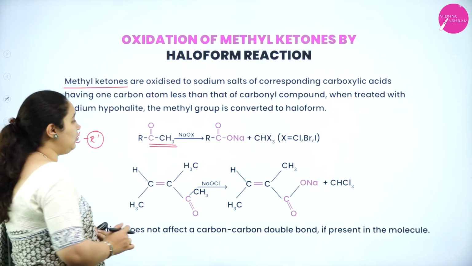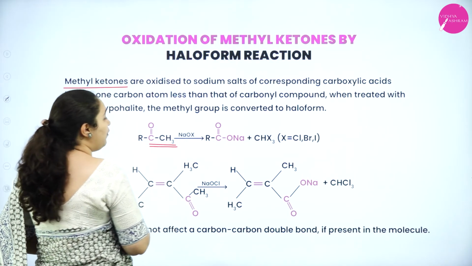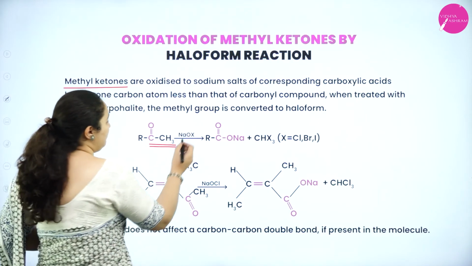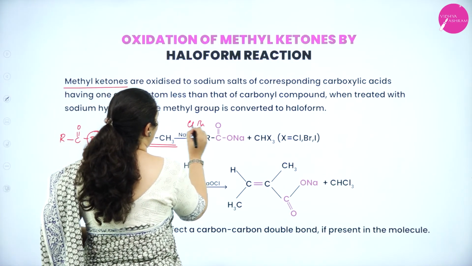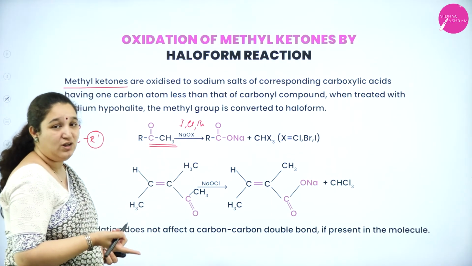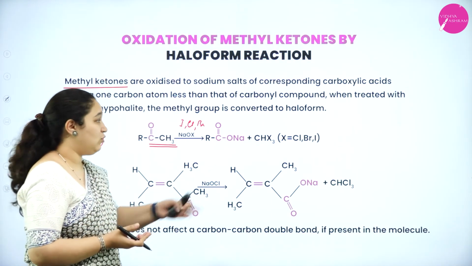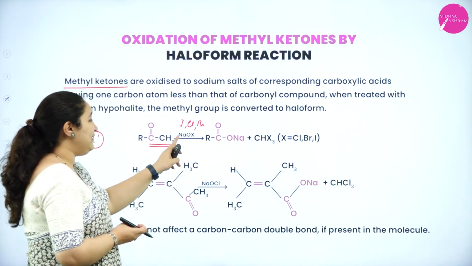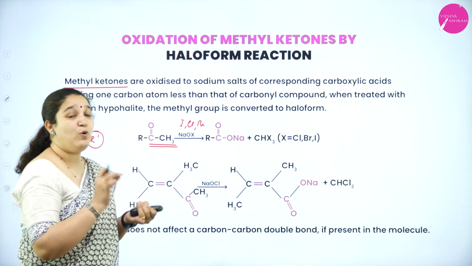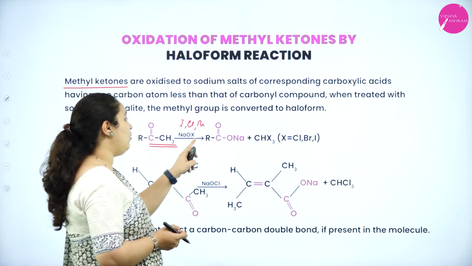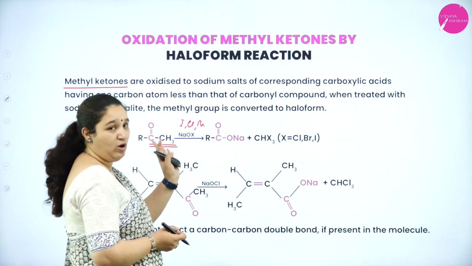So methyl ketone will react with sodium hypohalite. Okay, so NaOX. X can be chlorine, bromine or iodine. If it is iodine, this is iodoform reaction. If it is chlorine, you will get chloroform. If it is bromine, you will get bromoform. Okay, so you can take anything. Sodium hypohalite generally we are writing. So we are taking NaOX. X can be iodine, chlorine or bromine.